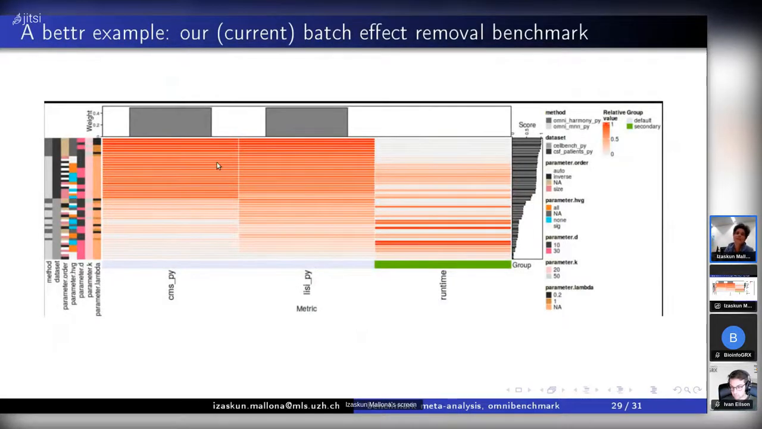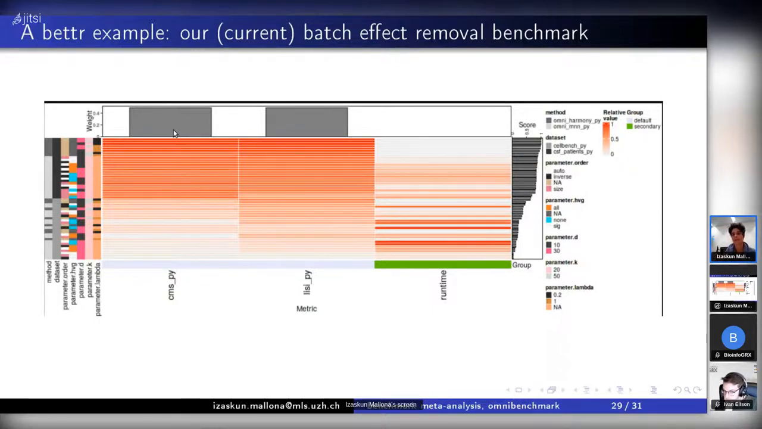And for instance, this is how it would look for the batch effect. This is a very bad plot for a very simple scenario, with only two methods for batch effect removal, two data sets and maybe some parameters. As I said, we can score, being red good and being white bad, the best methods and the best parameters according to whatever weights we add to those.